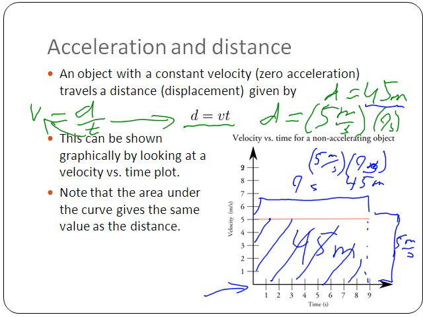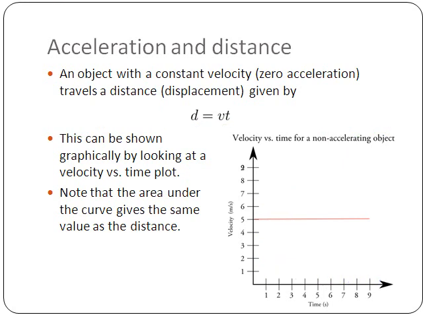But this is only a case of an object that's not accelerating. What would happen if we had an object that accelerates? This line would no longer be straight anymore. We would no longer have just a nice simple rectangle. And so let's look at what happens if we have an accelerating object.